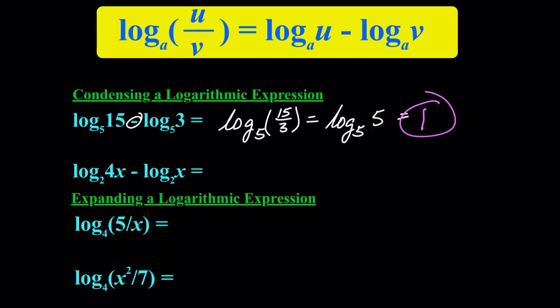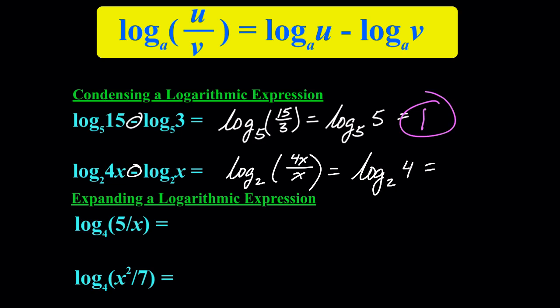All right, so the next one, we have subtraction once again. So this goes down to log base 2 of 4x over x, which the x's will cancel on that fraction, leaving you with log base 2 of 4, which you should be able to simplify down to 2 because 2 raised to the second power is equal to 4.